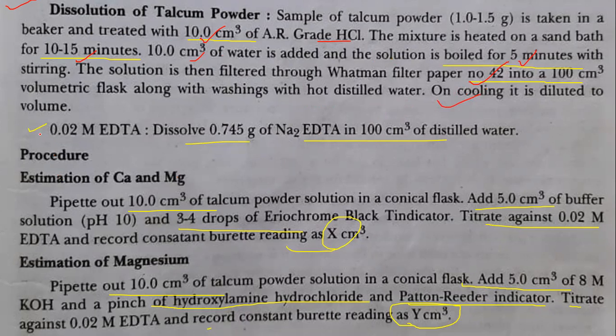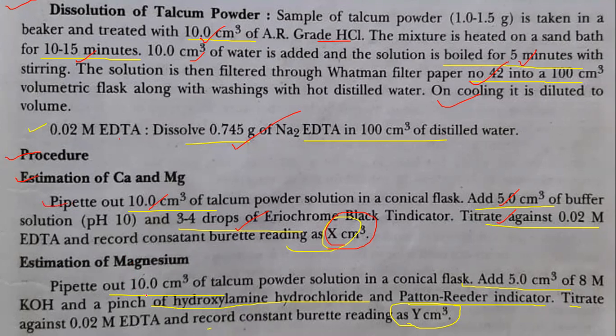Then we are going to prepare 0.02 molar EDTA solution. This is the process by which we can prepare it. So easy. Now, estimation of calcium and magnesium. What we are going to do? We are going to take 10 ml from the above 100 ml solution. In that we add 5 ml of buffer solution to maintain pH 10, then 3 to 4 drops of eriochrome black T indicator, and we titrate this solution against the EDTA filled in the burette, and record the reading as X ml for the calcium.